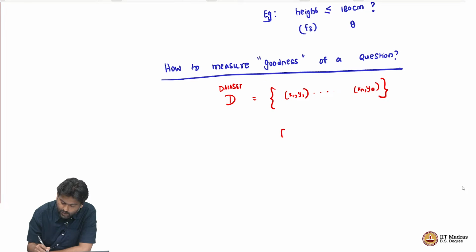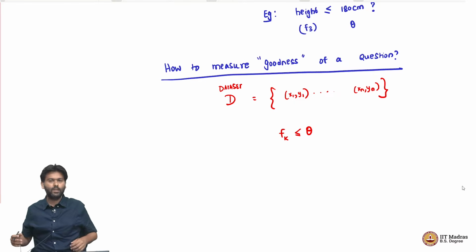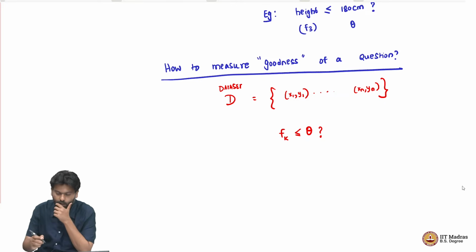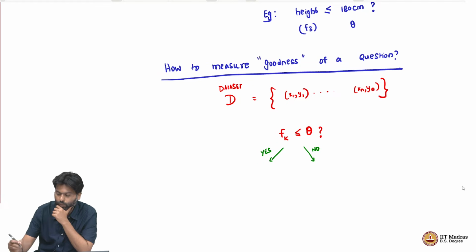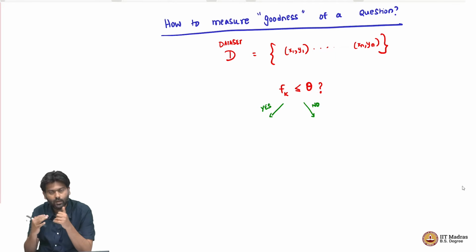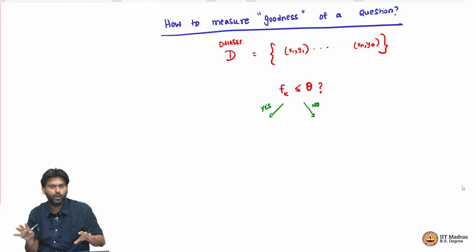Now we ask a question, let us take one particular question, some feature, let us say height is less than or equal to some value, let us say 120 centimeters, 130 centimeters, whatever, right. So, we ask this question. Of course, this is a yes or no question. Now, I can ask this question to every data point in my data set, right. There are two answers, yes and no. Some data points will have features where the height is less than 180 centimeters, and some data points will have the feature height greater than 180 centimeters. So, this question is dividing my data set into two parts, right.